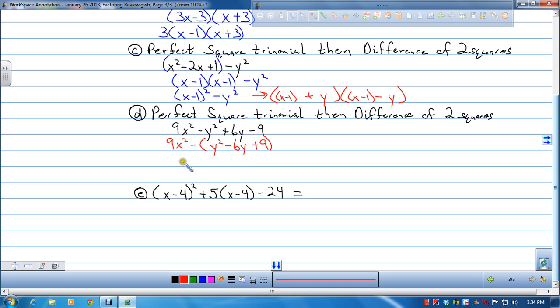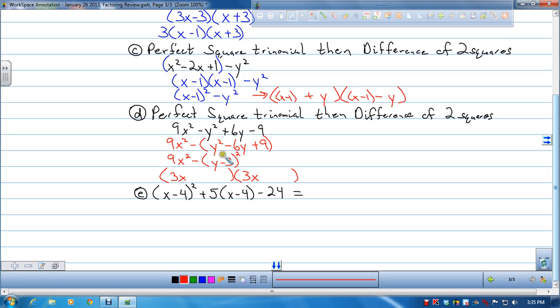So now, this is a perfect square trinomial. So now I've got 9x squared minus, and this would be the same thing as y minus 3 times y minus 3, or y minus 3 squared. And once I do that, now I notice that I've got the difference of two squares. What did I square here? A 3x.